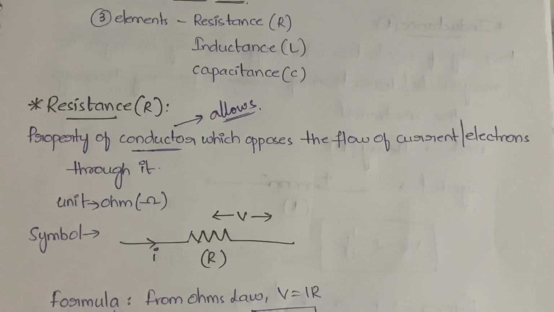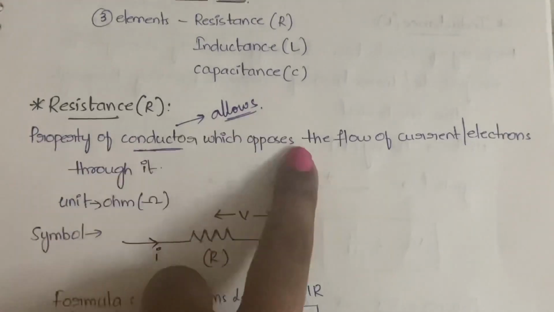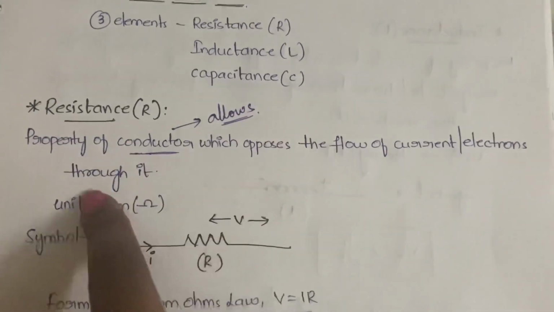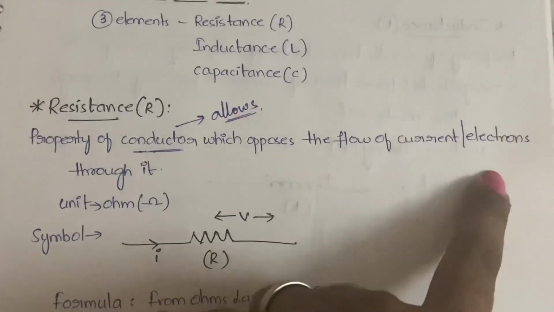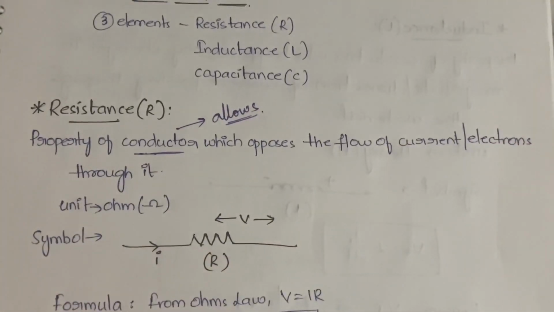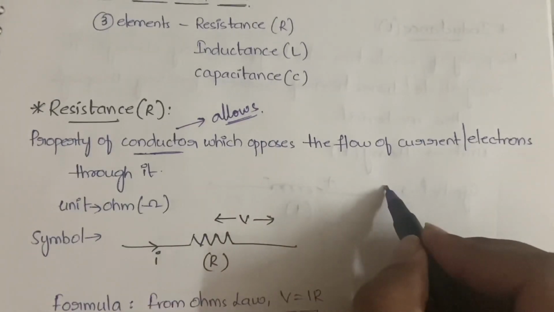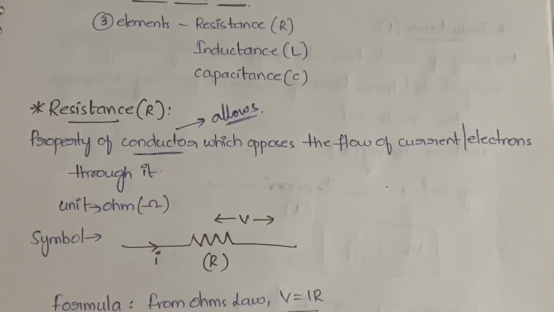It is a property of a conductor which opposes the flow of current or electrons through it. In some books I have seen it as current, in some books as electrons. So simply, when a current is passing in a conductor, the flow of that current or electrons will be opposed with the help of a resistance.